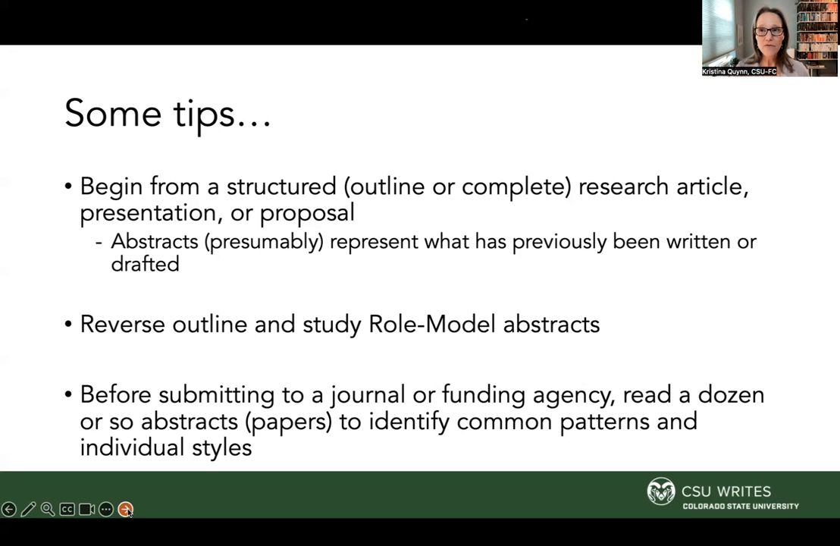Abstracts, because they're condensed, read easy, but they are the culmination of having already done a lot of thinking about your project. You can reverse outline and look at role model abstracts, and we'll have a whole section and a Monday conversation on reverse outlining. And before you submit to a journal or funding agency, just read a dozen or so abstracts connected to that publication to identify their common patterns and even individual styles of specific authors.